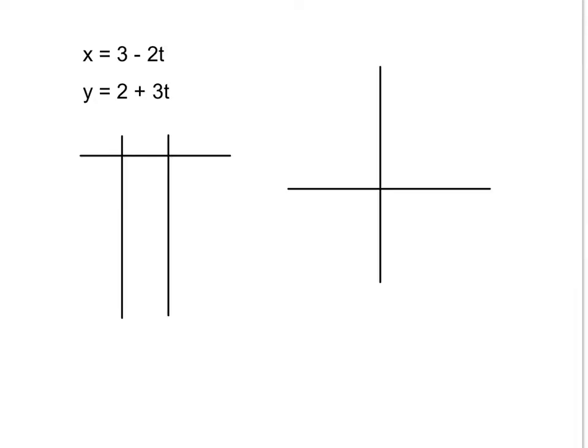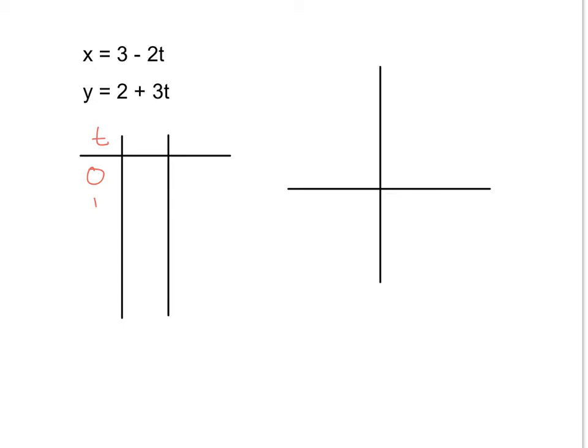All right, let's try one. We look at this parametric equation right here. We have x is equal to 3 minus 2t. We have y is equal to 2 plus 3t. Before we convert, though, let's just draw a plane curve. Let's draw the graph of this. In order to do that, we're going to make up some values for t. Typically, we start at t is 0, and we just work our way up.